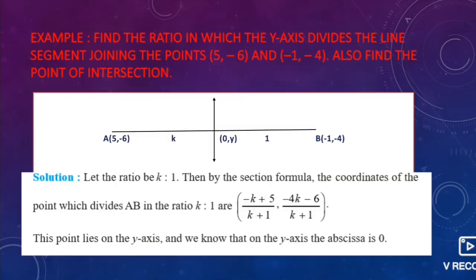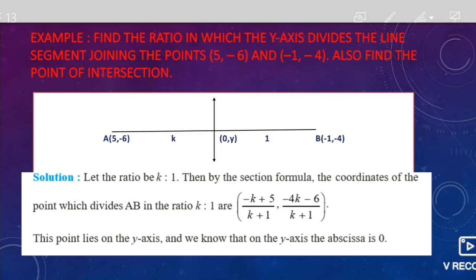In this way you have to solve this example. Okay, now next example: find the ratio in which the y-axis divides the line segment joining the points (5, -6) and (-1, -4). Also find the point of intersection.